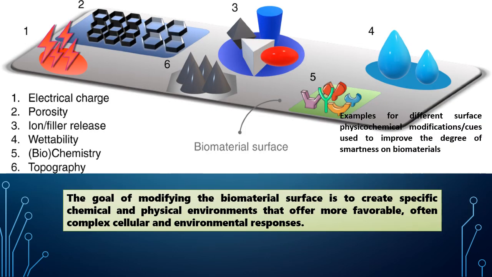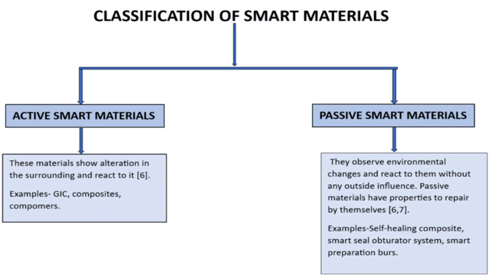So the goal of modifying the biomaterial surface is to create specific chemical or physical environments that offer more favorable, often complex cellular and environmental responses. The modification of biomaterials can be done by modifying the electric charge, the porosity, by incorporating ion fillers, by increasing the wettability, by changing the biochemistry of the material, and by topographic changes.